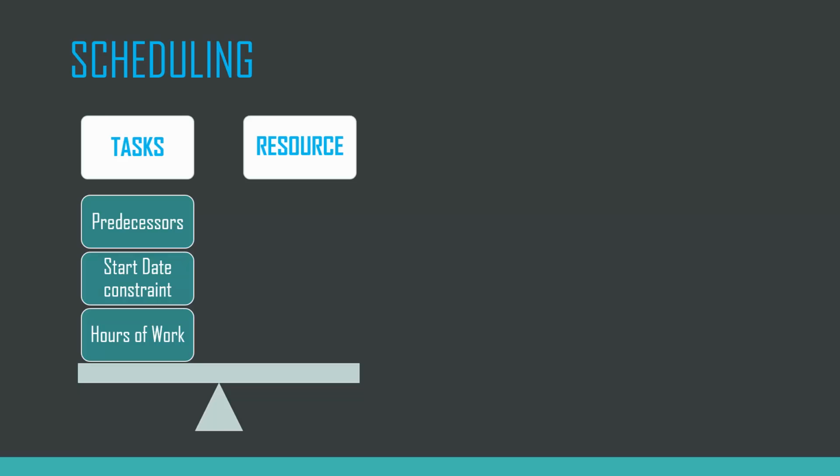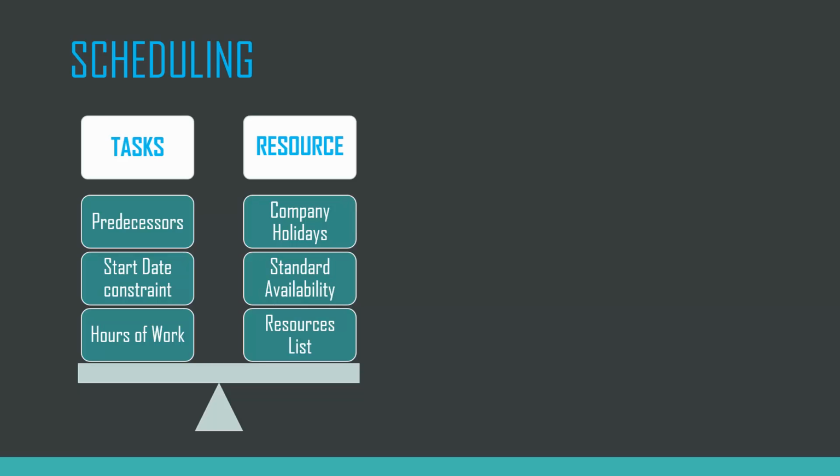On the other side, we have the resources who are ready to perform work on these tasks and complete them. We have a list of resources who are available to work on the project, and then we also have the standard availability of those resources. For example, some resources may only work 6 hours a day, some may work 8 hours a day, some may work only on Monday, Tuesday, Wednesday, some may work 5 days a week. All of these are inputs to the scheduling process. We may also have company holidays where no work will be performed, so we need to factor that into account.